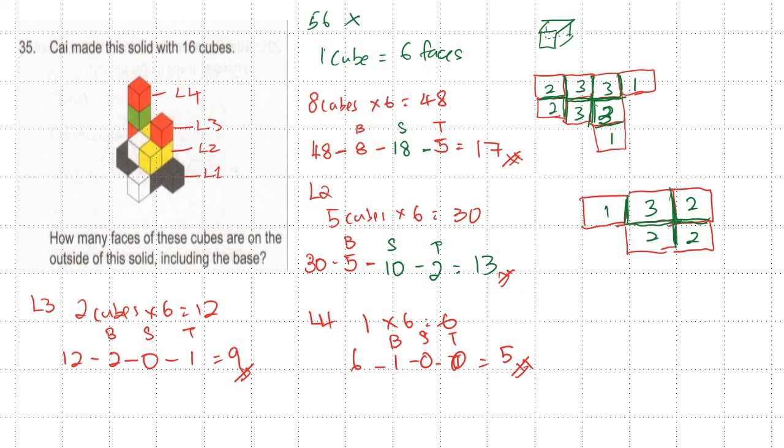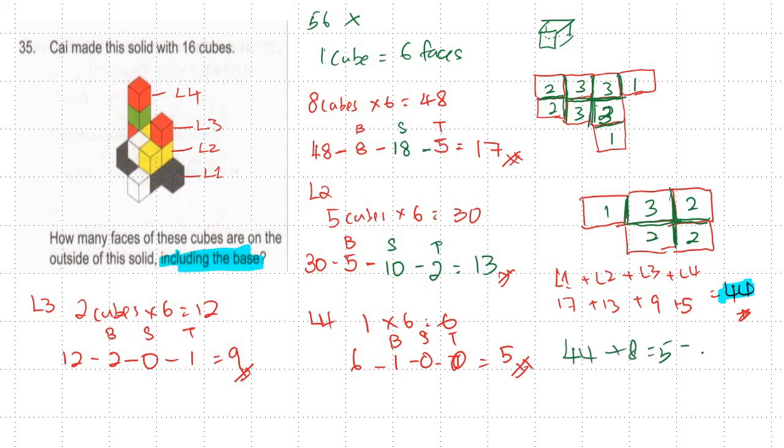So I will have to add out all my levels. How many faces of this cube are outside of the solid? So I have to add on all my levels. Level 1, 17. Level 2, 13. Level 3, 9. Level 4, it actually gives me 5. Adding all of this up, it will give me 44. But this question doesn't stop here. The tricky part is, it's asking you to include the base. So this is 44, it doesn't include the base. What is my base? My base is 8. So I must add 44 plus 8 to give me 52. And this is the answer including the base.